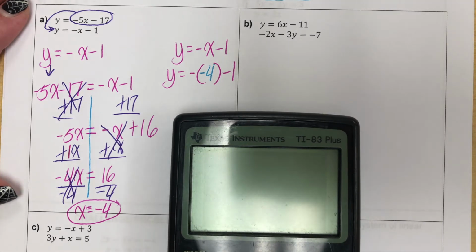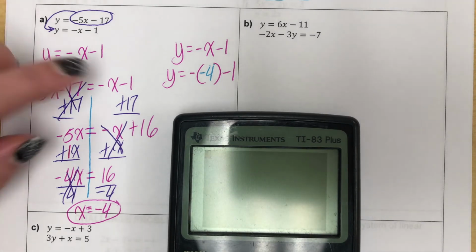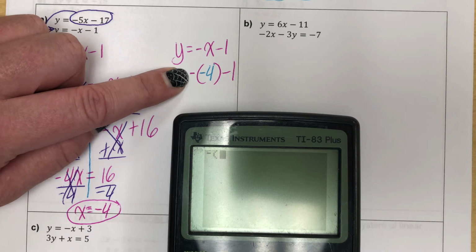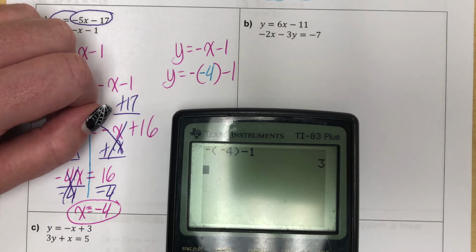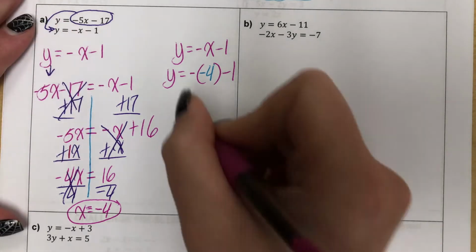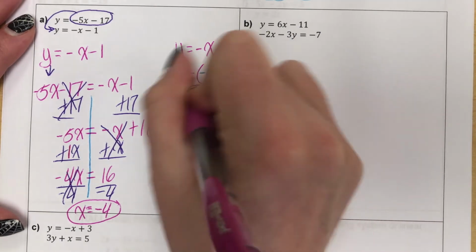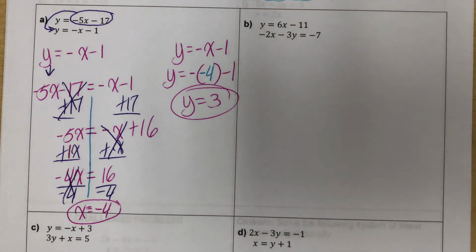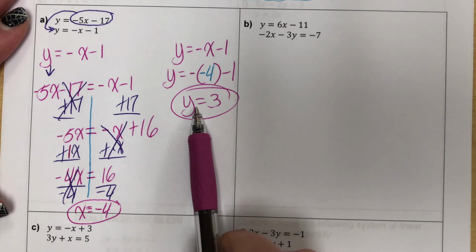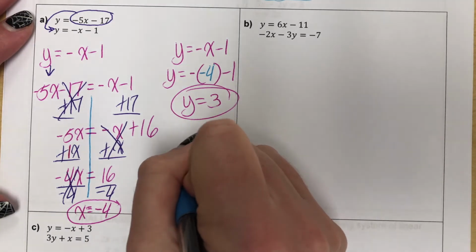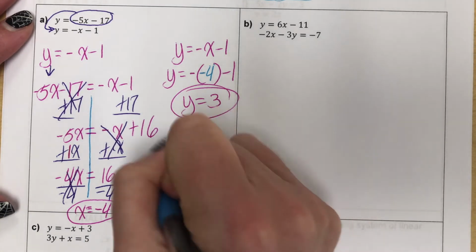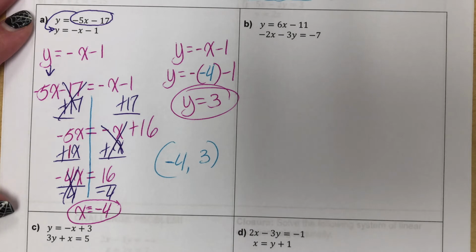Okay, so here I go. I'm going to type into the calculator exactly what I have. Negative, parenthesis, -4, close it, -1. Enter, and I get +3. So now I know that y equals +3, and I am done. I solved for x, I solved for y, and if I want to take it one step further, I can write my final answer as a coordinate point, which is x, comma, y, which would be -4, 3.